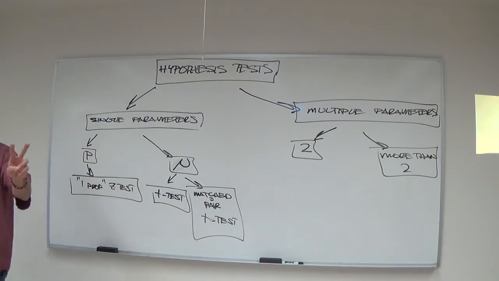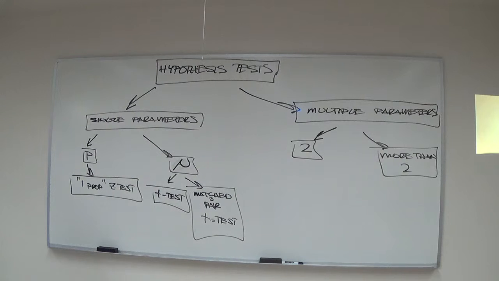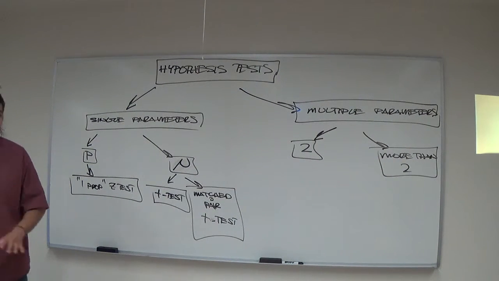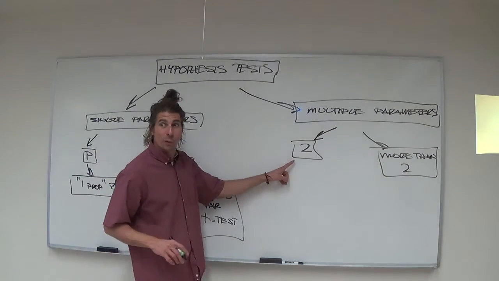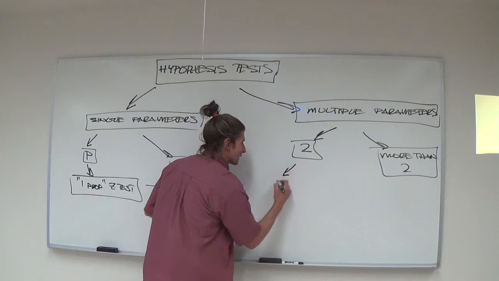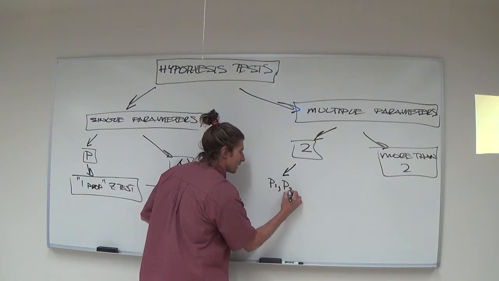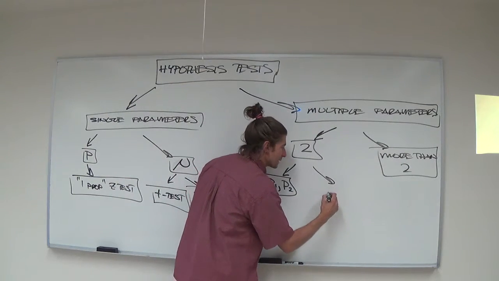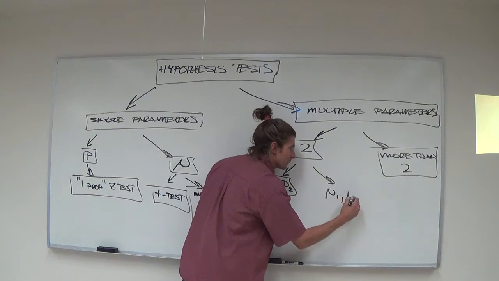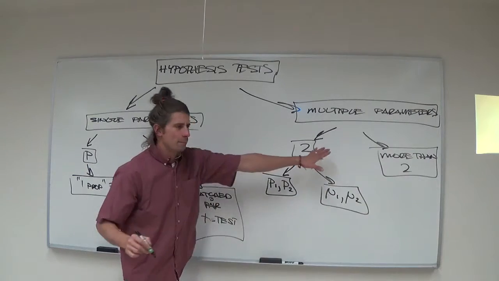So you're going to test 2 parameters at a time, or you're going to test 3 or more parameters at a time. And you're going to see some parallels here between what we've already done and what we're about to do. For example, when you're testing 2 parameters, you can test 2 proportions, call them P1 and P2, or you can test 2 means, call them U1 and U2. We'll get to more than 2 momentarily.